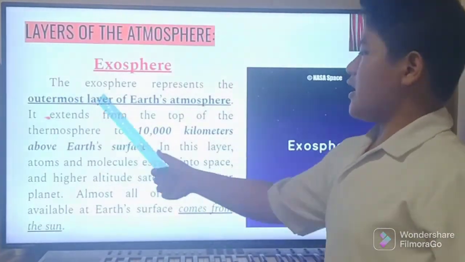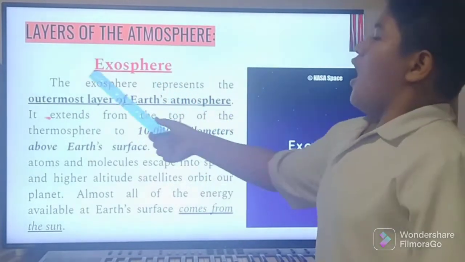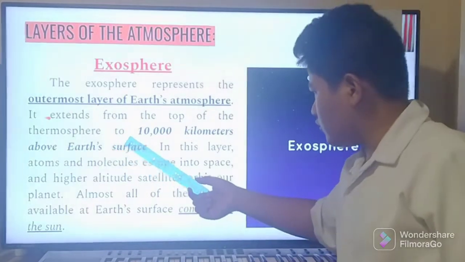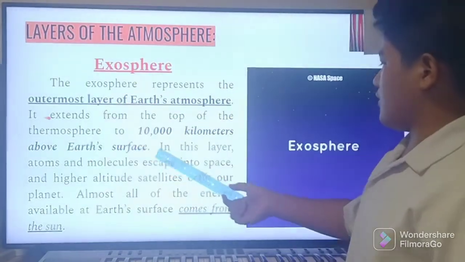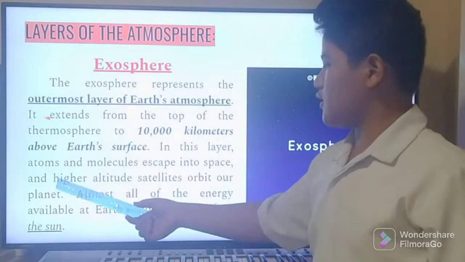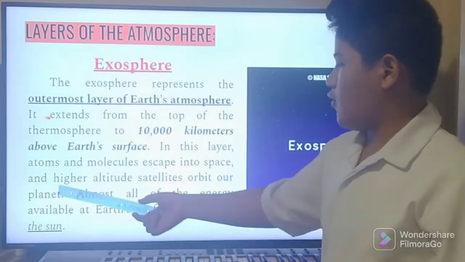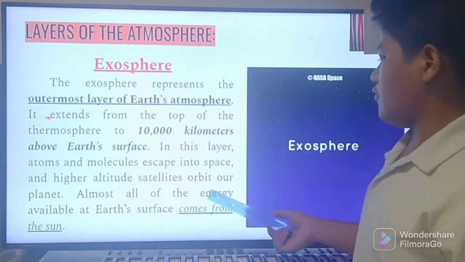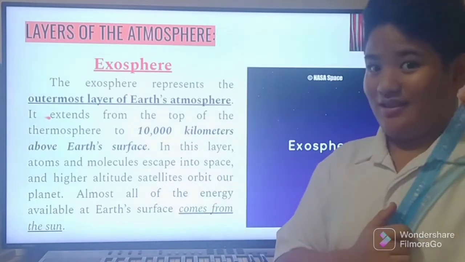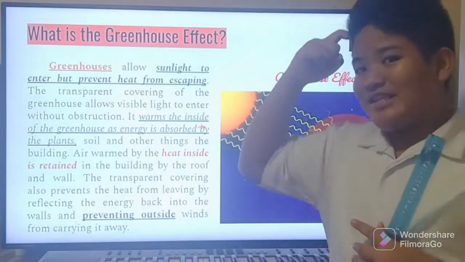Exosphere. The exosphere represents the outermost layer of the Earth's atmosphere. It extends from the top of the thermosphere to 10,000 kilometers above Earth's surface. In this layer, atoms and molecules escape into space, and higher altitude satellites orbit our planet. Almost all of the energy available at Earth's surface comes from the sun. Example of exosphere. What is the greenhouse effect?